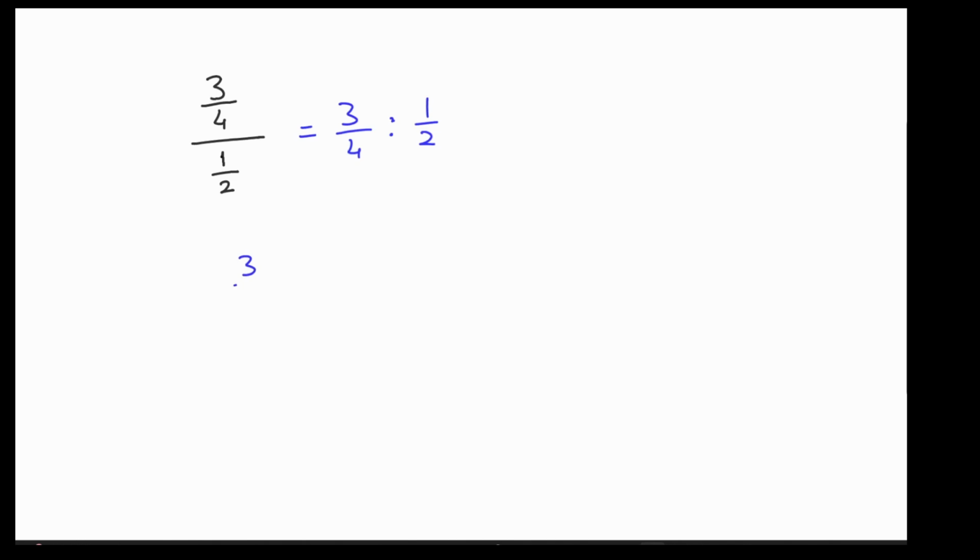Keep the first one, and then do multiplication, and then flip the second one, which is 2 over 1. 3 times 2 is 6. 4 times 1 is 4. You can further simplify this by dividing both of them by 2. This gives you 3, this gives you 2, and the final answer is 3 over 2.